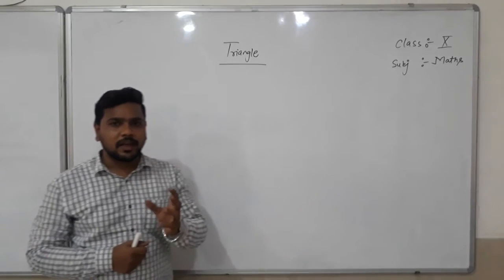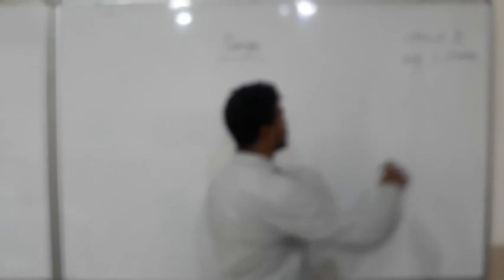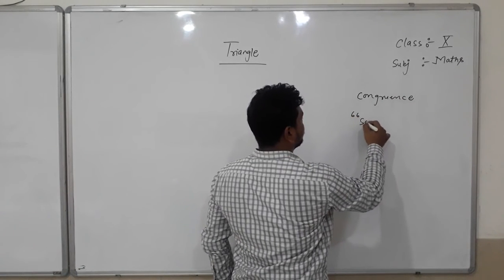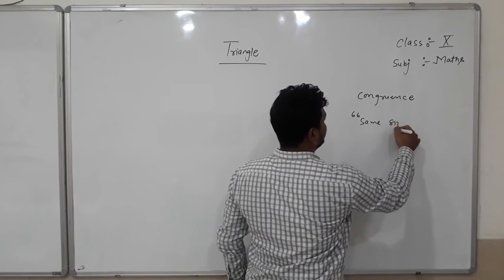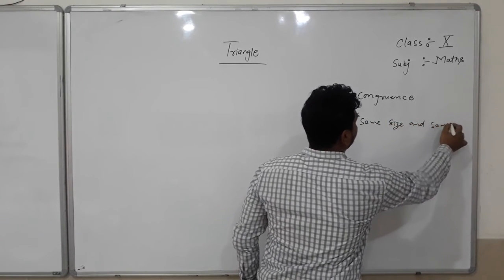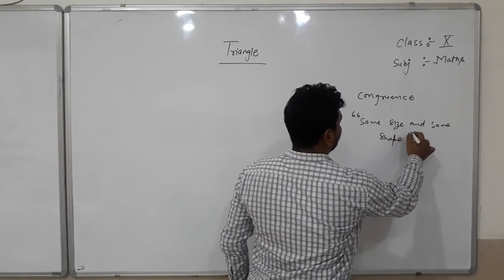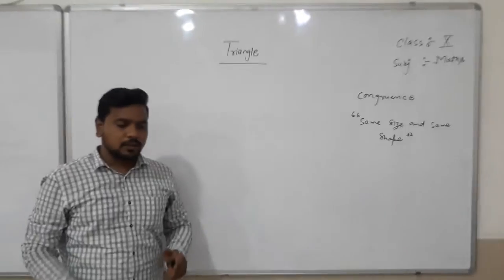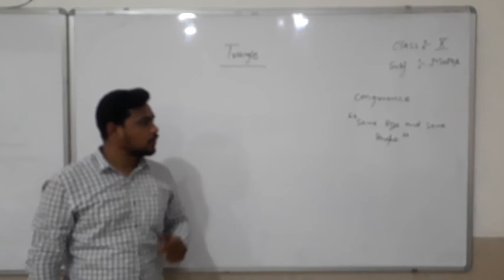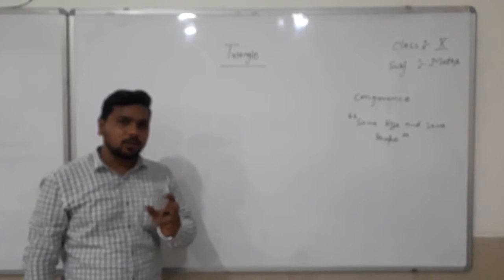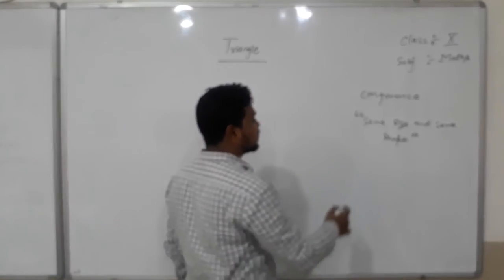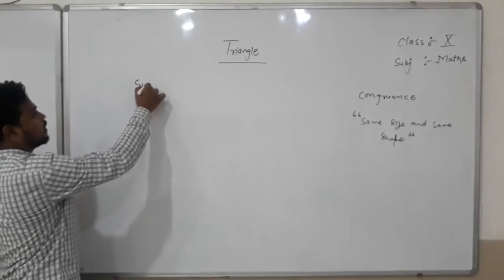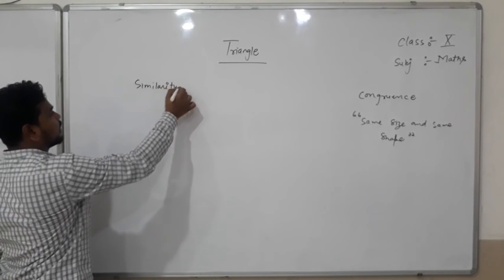Congruency means same size and same shape. It was the key point of congruency. In congruency, the sizes of both the triangles must be equal, and their shape is also the same. But in this class, in class 10, in triangles, we will study similarity.